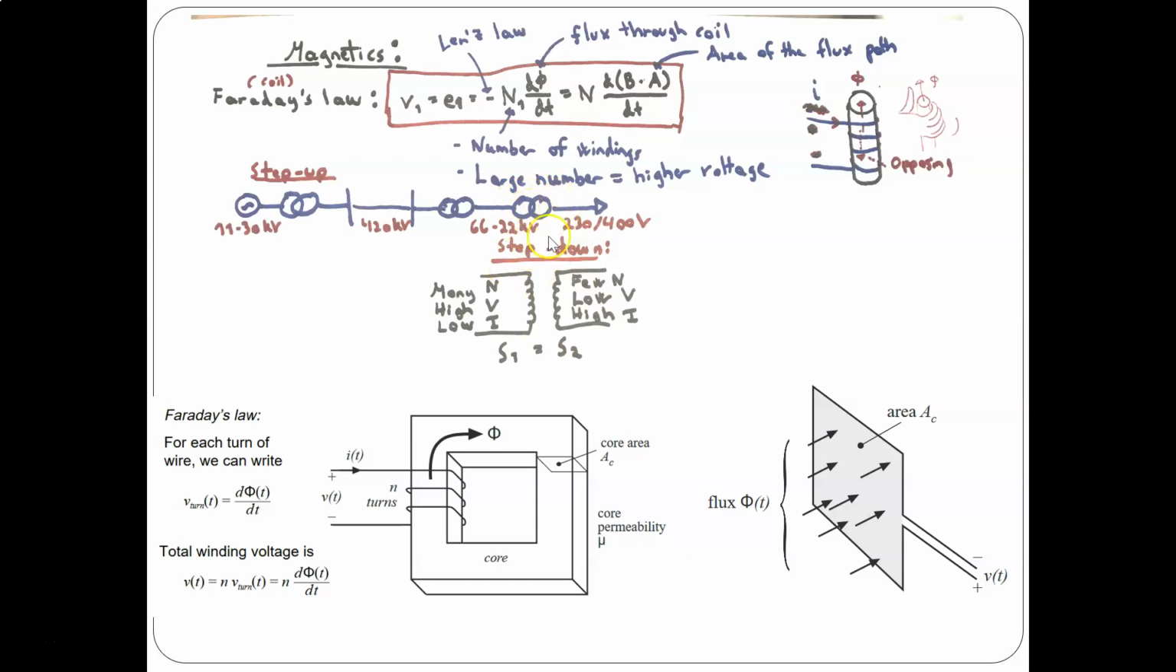transformer. And in a step-down transformer, we can say that on the primary side, we can have many windings, high voltage and low current. And on the secondary side, we will typically have few windings, low voltage and high current. As we remember, in a transformer, the total amount of apparent power will be conserved, or be the same.